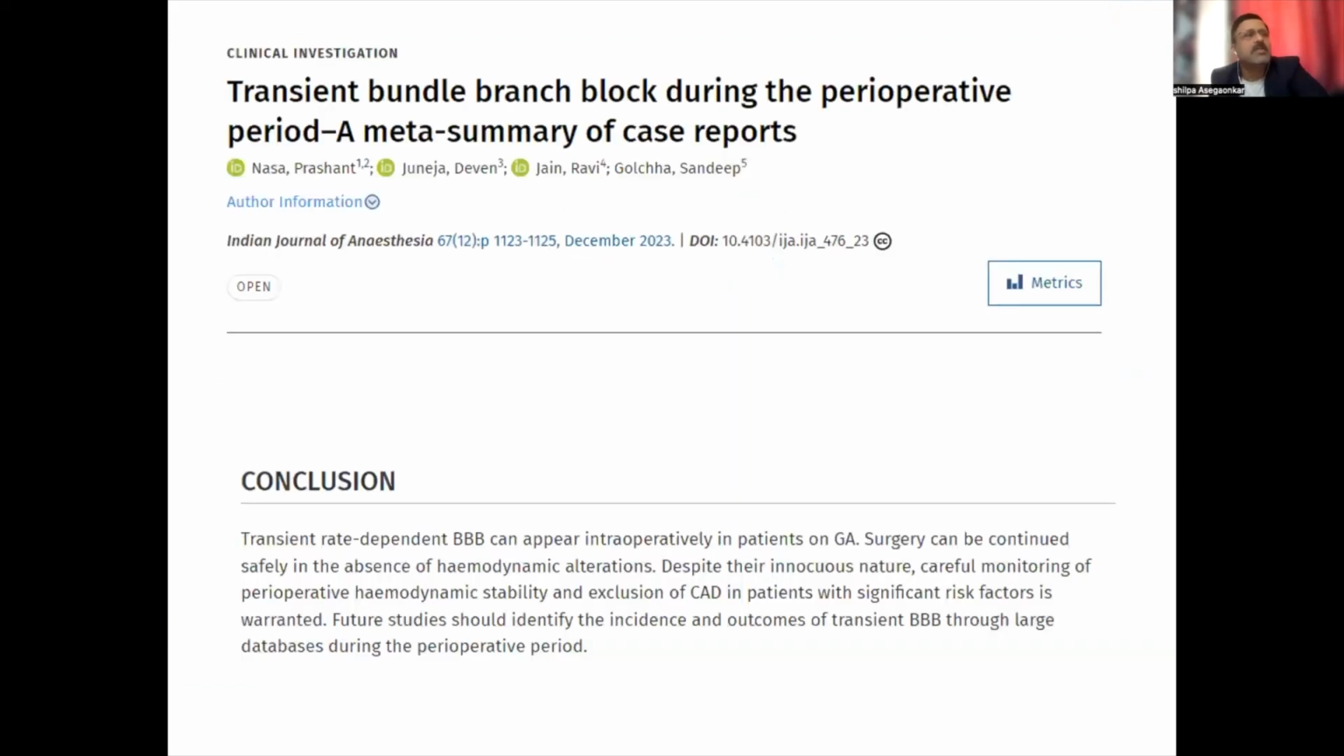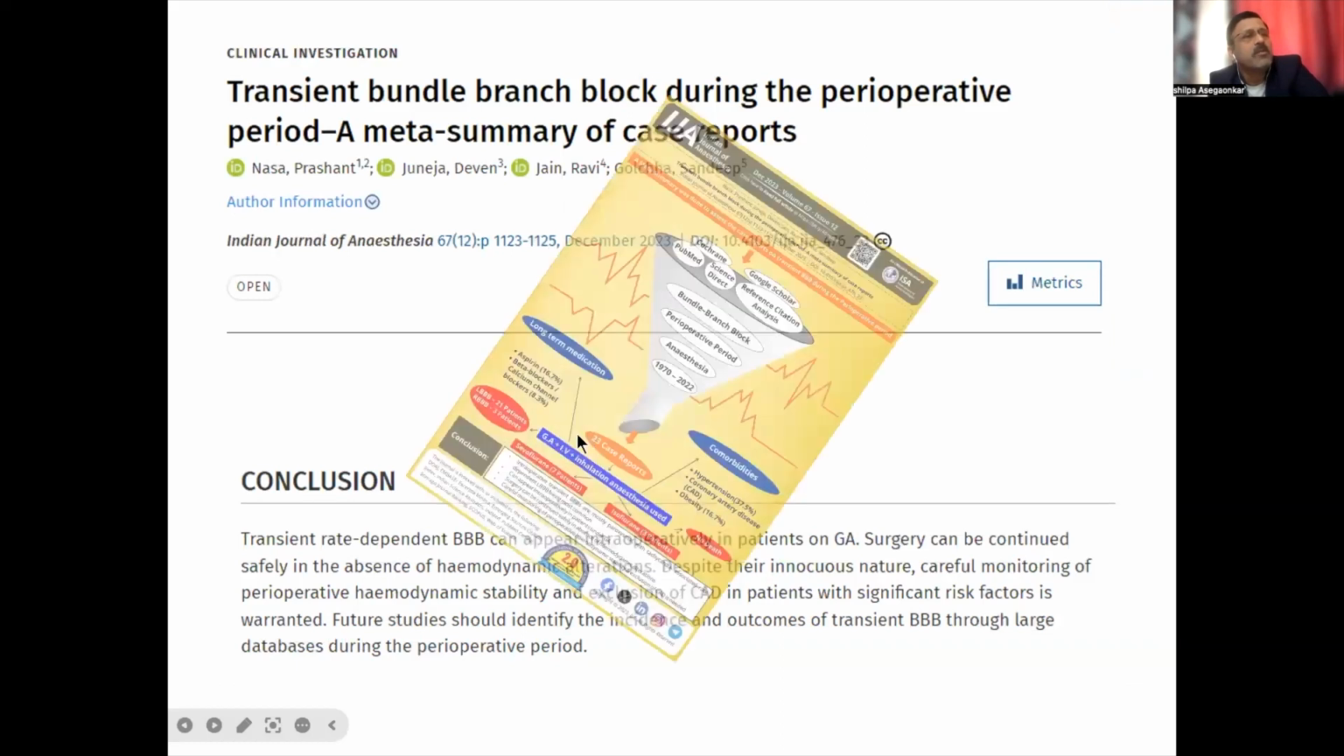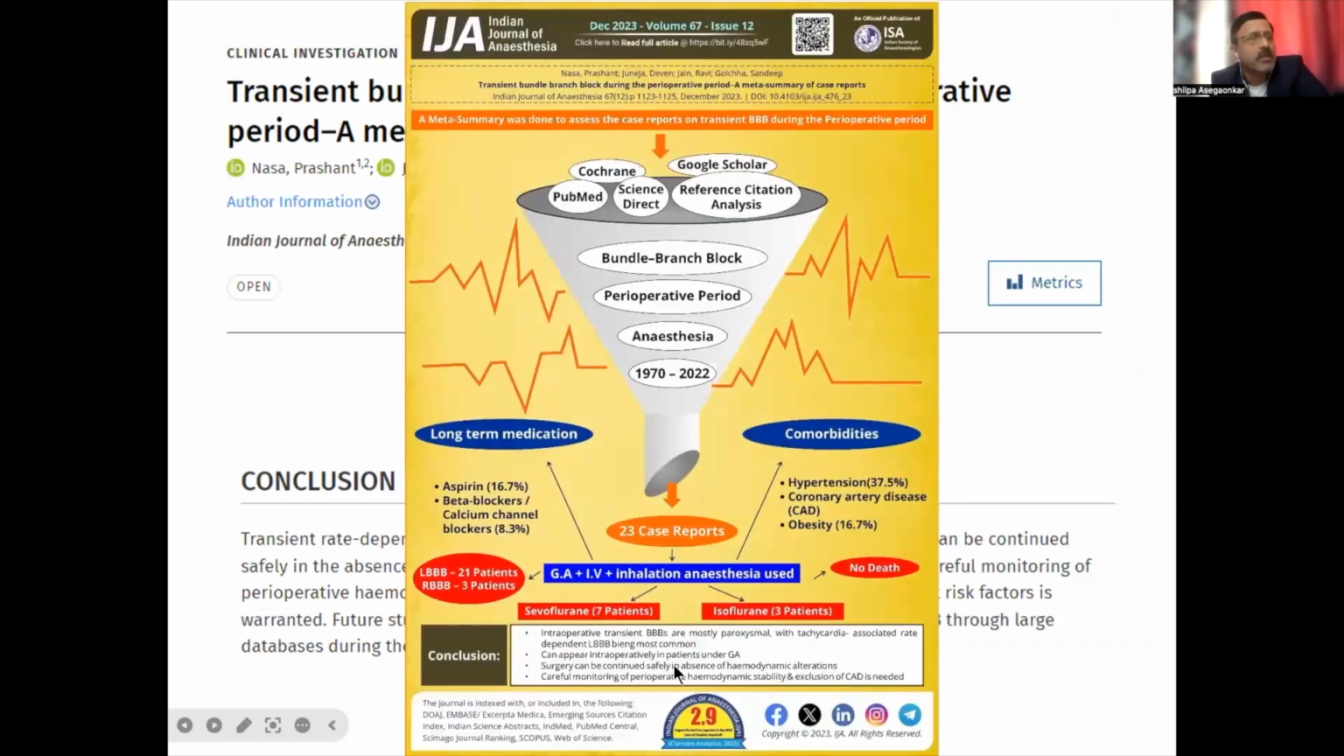This is slightly out of my presentation, but this is a very interesting meta-analysis published in December 2023 in the Indian Journal of Anaesthesia. They say that during the intraoperative period, if there is an episode of LBBB or RBBB, LBBB always indicates the presence of ischemic heart disease, but if there are no hemodynamic consequences, you should continue with the surgery and monitor this patient in the perioperative period. Only 2-3 days back I read this, and that is why I added these 2 slides to my presentation. This is a very interesting meta-analysis. If you want to read, it is available on the net.